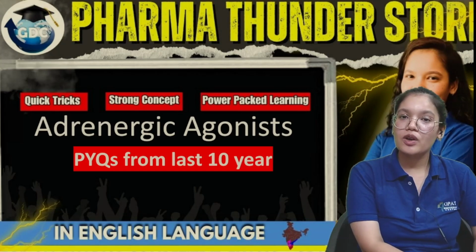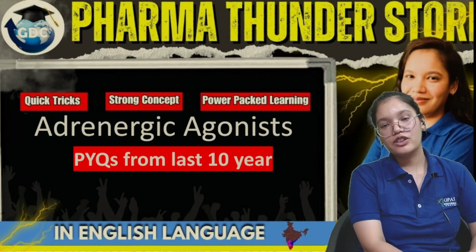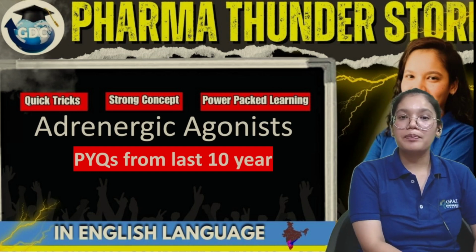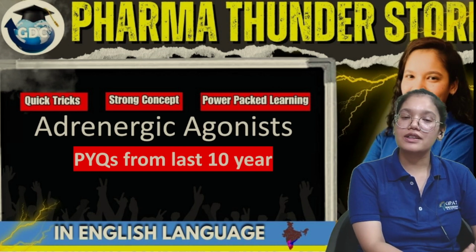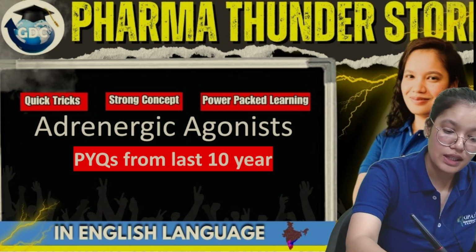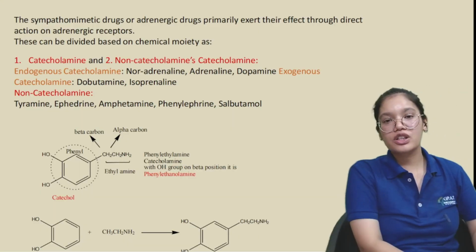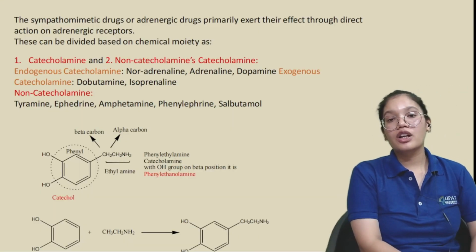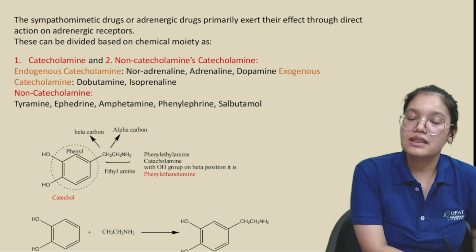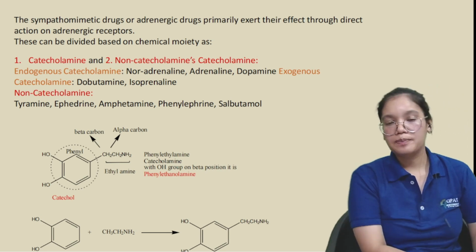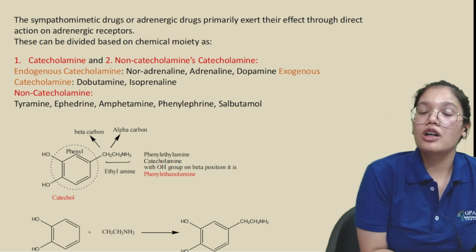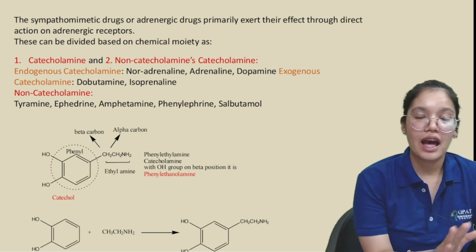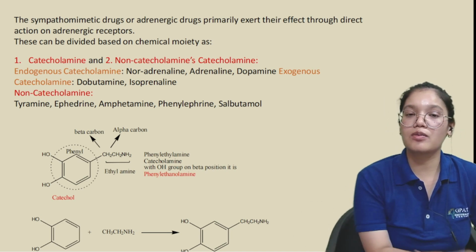So in today's video we're going to discuss the topic adrenergic agonists, plus the PYQs of GPAT for the last 10 years. So starting with the definition of the adrenergic agonists. Adrenergic agonists are also called sympathomimetic agents. Why? Because they act by mimicking the action of the sympathetic system of our body.